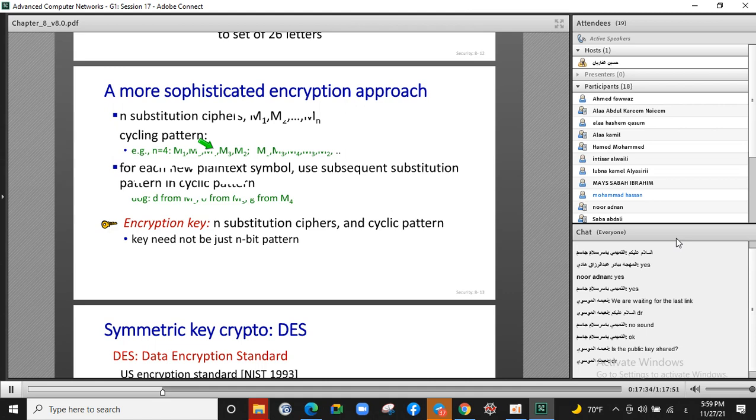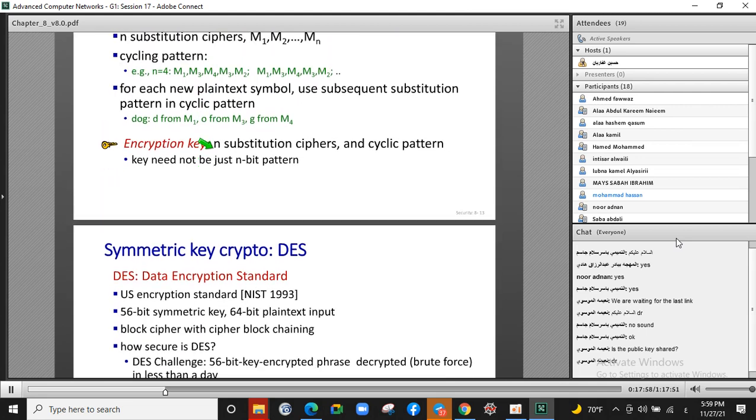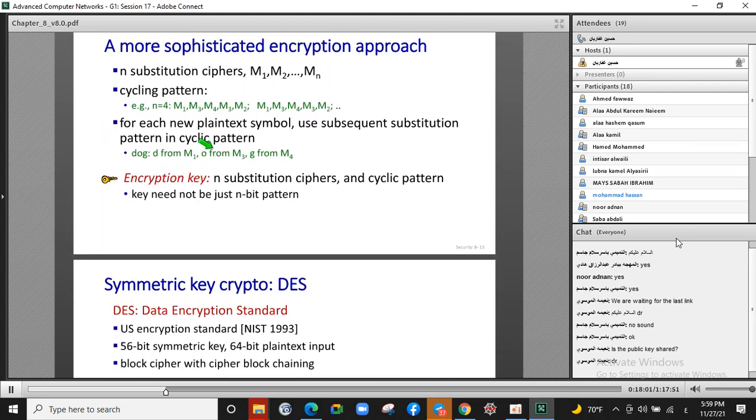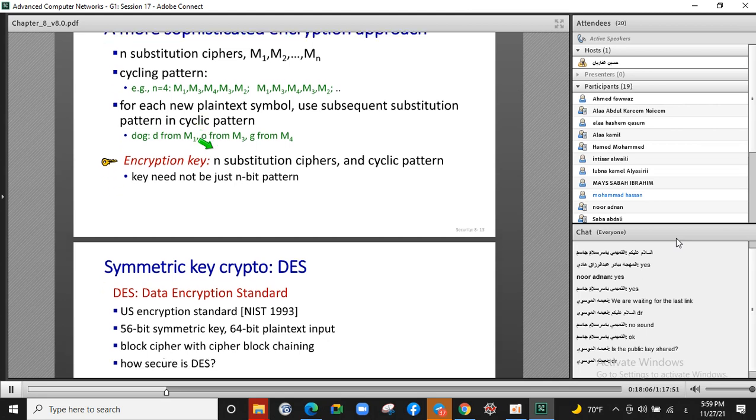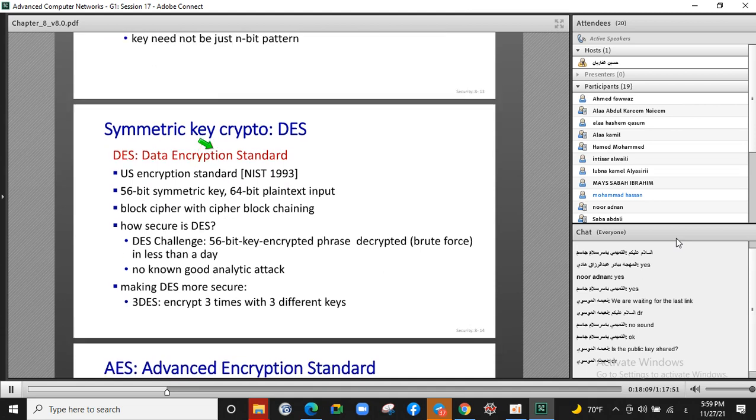Each pattern has a specific string of characters. I should look at those patterns and replace the word dog here. So this strategy is more sophisticated than using a single substitution cipher.